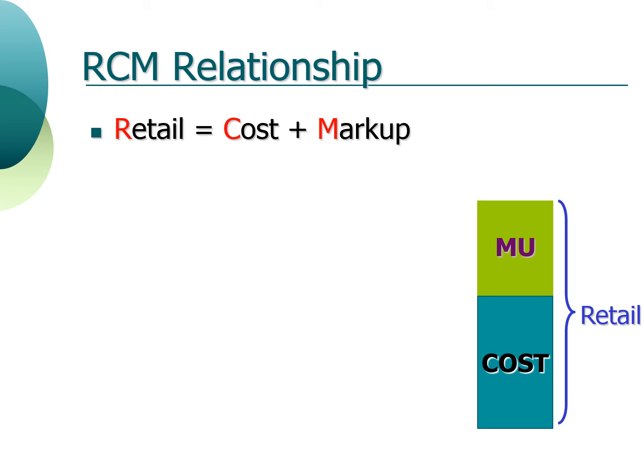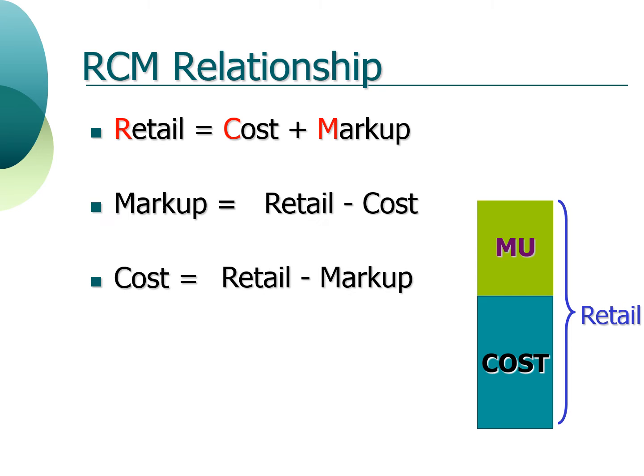The relationship among the retail, cost, and markup, RCM, is what we call the RCM relationship. It's pretty simple. It is expressed in an equation: retail equals cost plus markup. Because markup is the difference between retail and cost, if you add markup and cost, that should be your retail price. From this RCM relationship, we can easily derive 2 more formulas: markup equals retail minus cost, and cost equals retail minus markup.